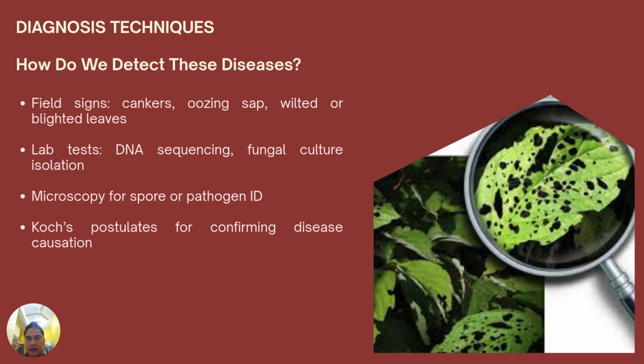So, how do we actually figure out what disease a tree has? It usually starts with what we see in the field, things like cankers, oozing sap, yellowing or wilted leaves, maybe even mushrooms or fungal growth on the trunk. But visual signs are not always enough. In the lab, researchers will do tests like DNA sequencing to identify the exact fungus, or they might grow the pathogen on culture plates. Microscopes are also used to look at spores or tissue structure more closely.